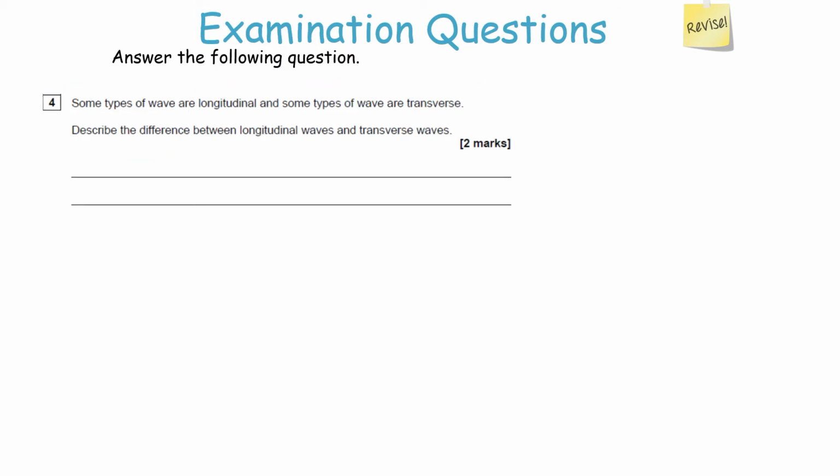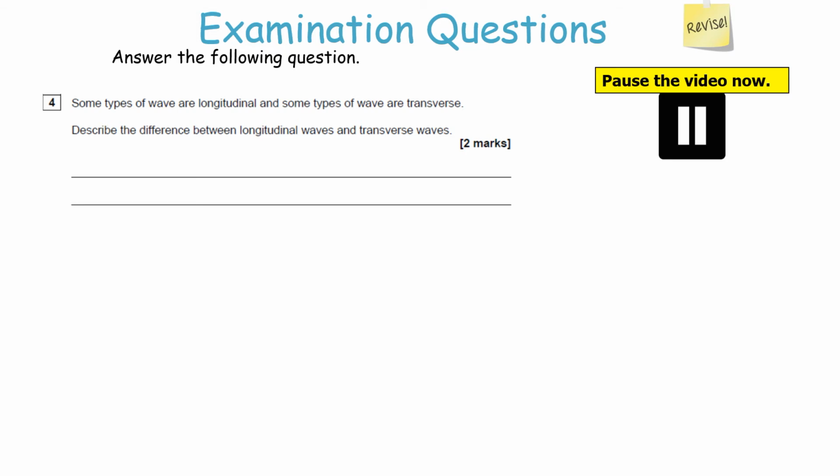Some types of waves are longitudinal and some types of waves are transverse. Describe the difference between longitudinal and transverse waves. So pause the video now, then unpause the video when you want to go through the answer.